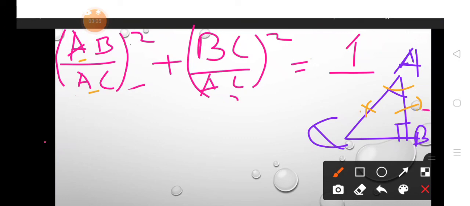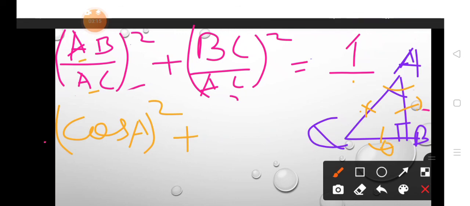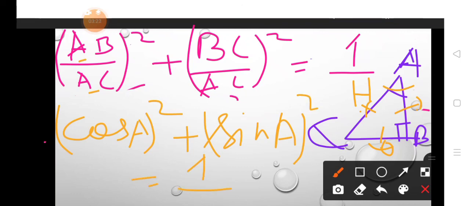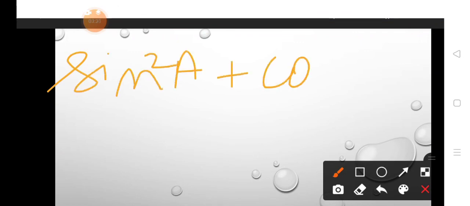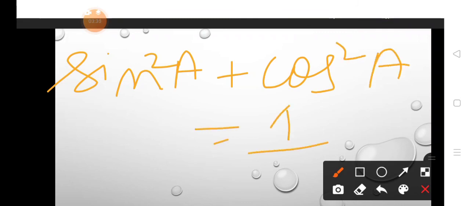Adjacent by hypotenuse means cos of A whole square. Yes or no? Now you see BC by AC again. BC is this one, AC is this. This is opposite and this is hypotenuse. Opposite by hypotenuse means sine of A whole square, equal to 1. From here I got one relation, that is sine square A plus cos square A equals 1. I got this relation from here.